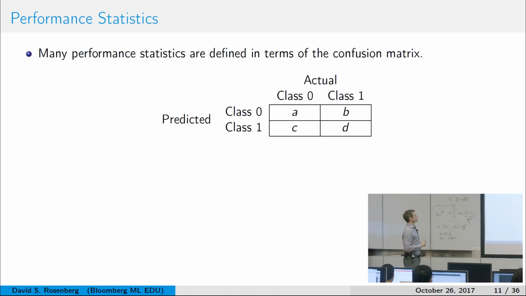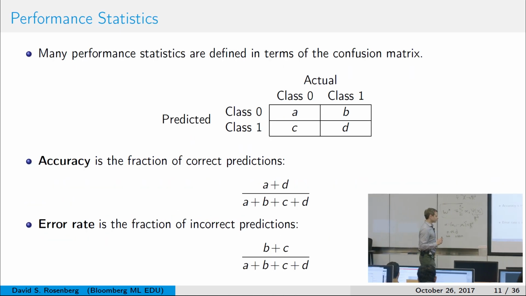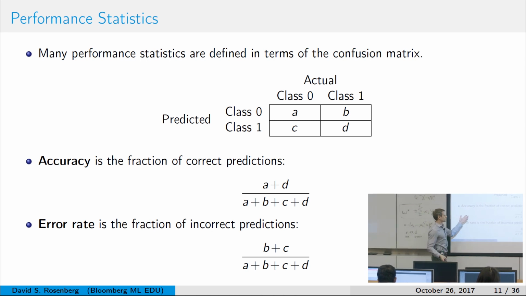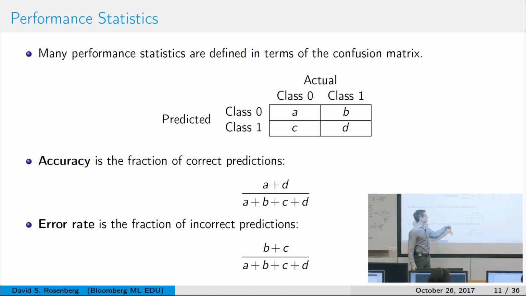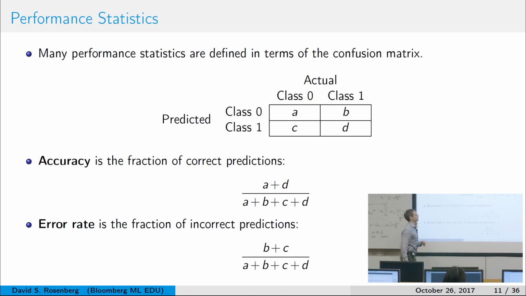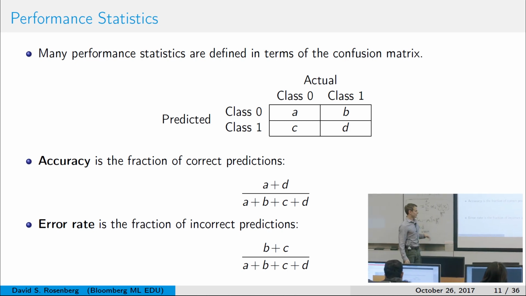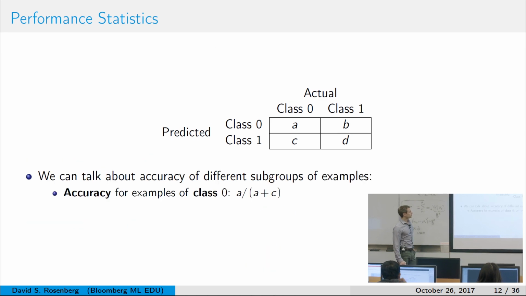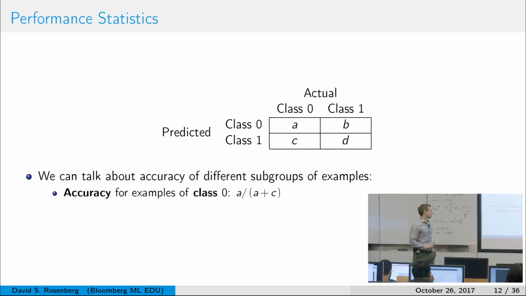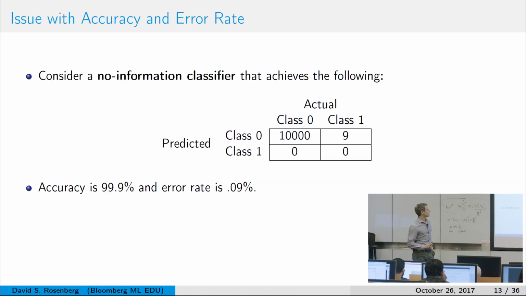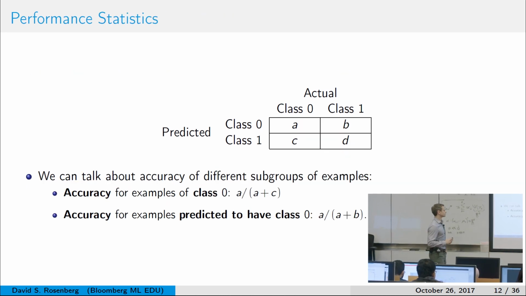Okay. So accuracy is the first. Accuracy, of course, is going to be the ratio of the correct count to the total count. Error rate would be 1 minus the accuracy.